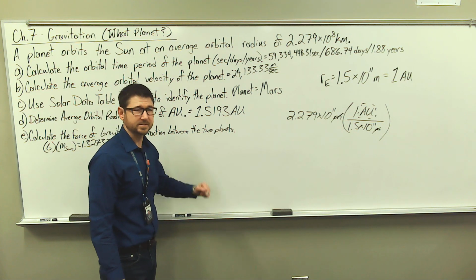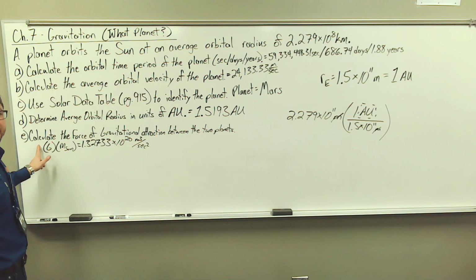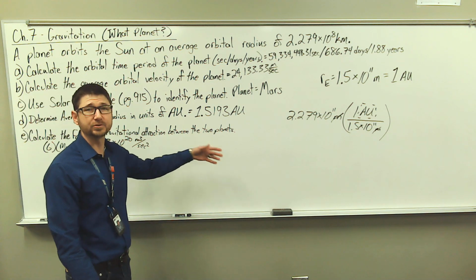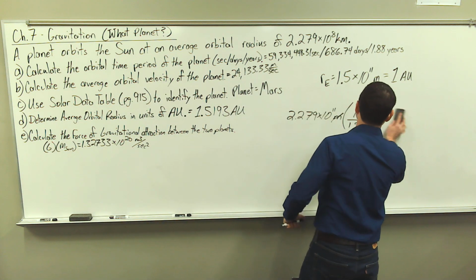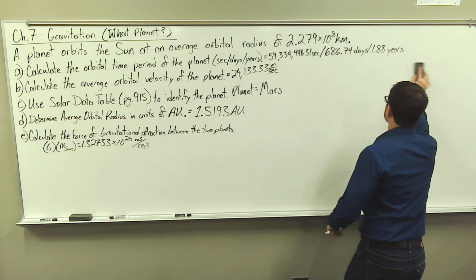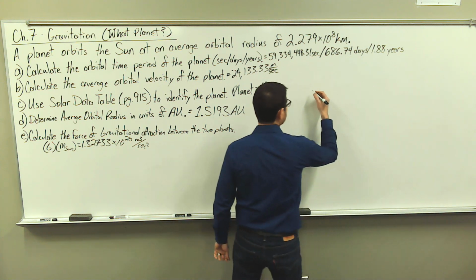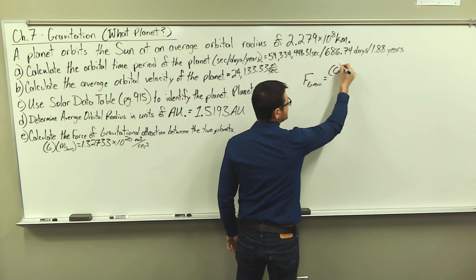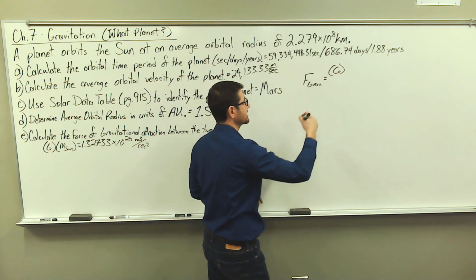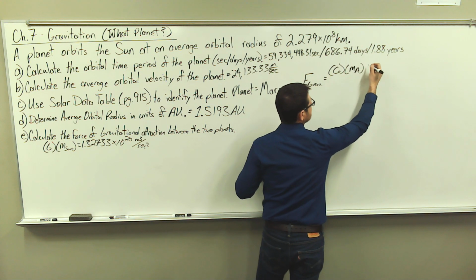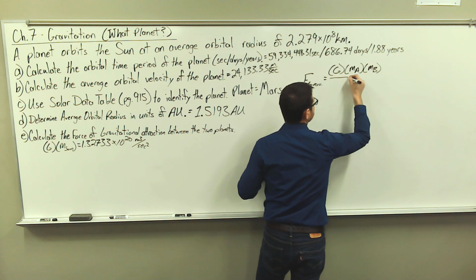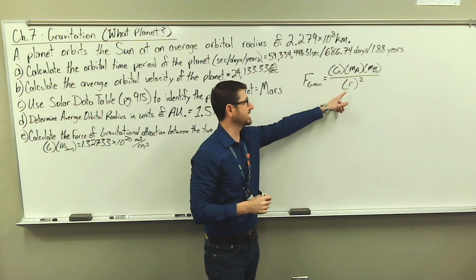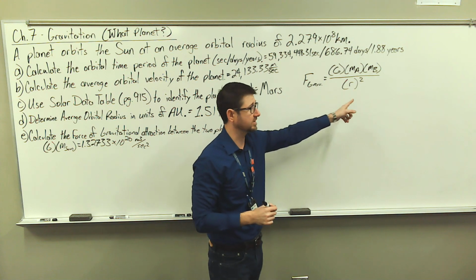Yes, astronomical units. Okay? And then in part E, it says calculate the force of gravitational attraction between the two planets, okay? So what we're going to do is use the universal law of gravitation, okay? So I have the force of gravitational attraction between two objects is equal to the universal gravitational constant times mass A times mass B divided by the center to center distance squared. And so this is going to be our average orbital radius in units of meters.